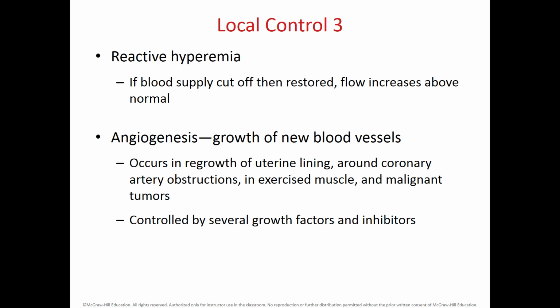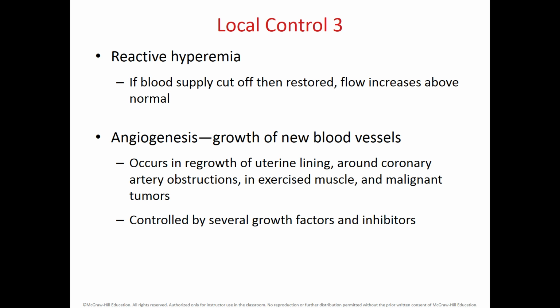Now we also have what we call reactive hyperemia. This is part of the local control, in which if you cut the blood supply off and then you restore it, your flow will increase above normal. Along with that, you have the formation of growth factors that we call angiogenic factors. These angiogenic factors will produce the formation of new blood vessels that is called angiogenesis.